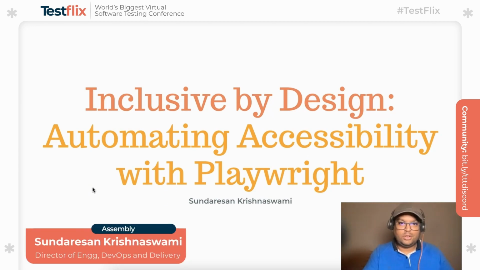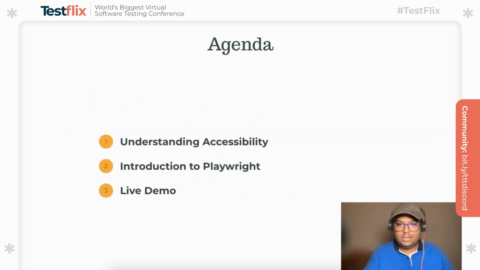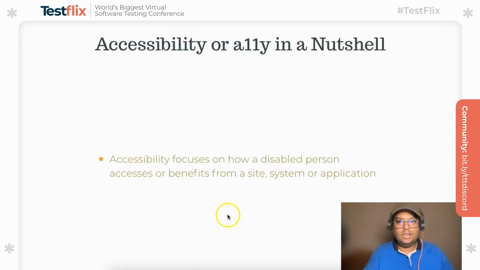This year, I'm going to talk about automating accessibility tests using Playwright. Let's get started. In this session, you will understand what is accessibility and what is Playwright, a quick introduction, basically, and a walkthrough of the code that helps you to achieve accessibility using Playwright, and a demo of the code as well.